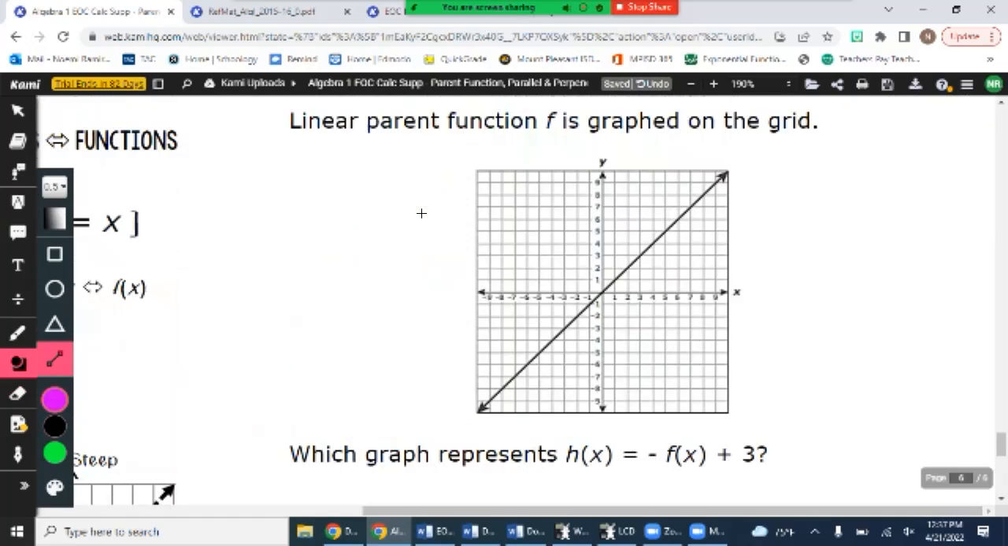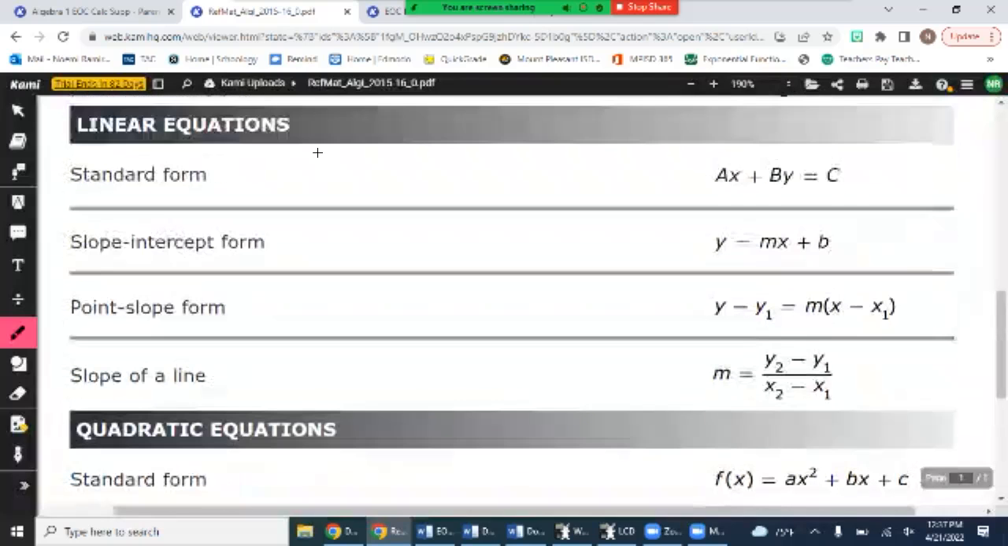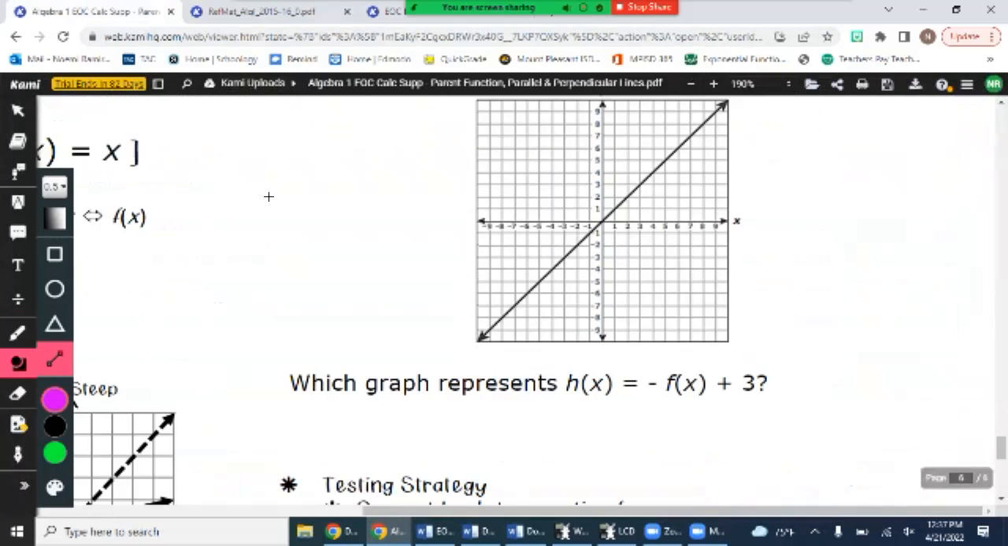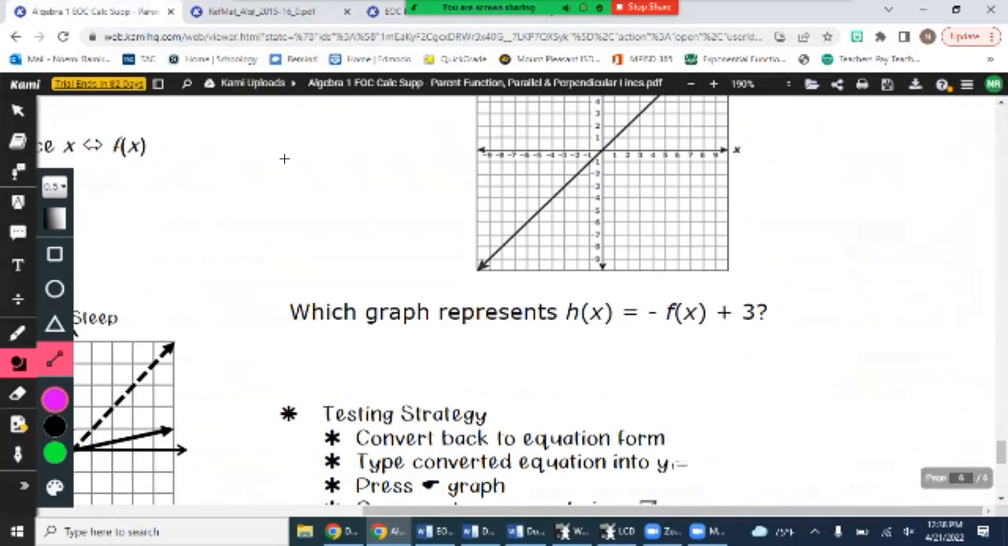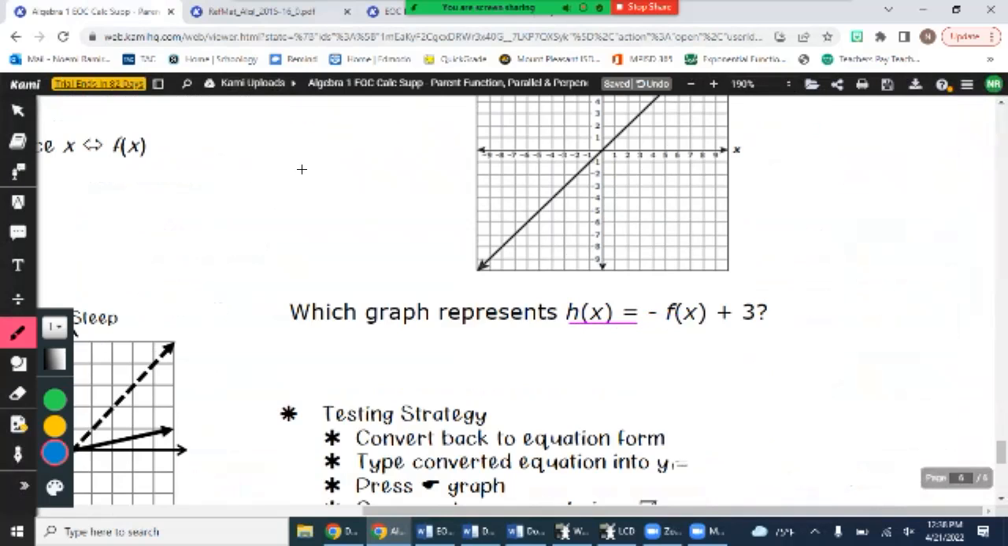So let's look at the example that goes with it. Linear parent function, and you literally see a straight line. So I should be thinking y is equal to mx plus b, linear equation. It says, which graph represents h of x is equal to negative f of x plus 3? Confusing form, right? Function form. This h of x is the same as having what in its spot? Y equals. So we have to convert it back. That's the best testing strategy that you can use. Convert it back. Now we have to figure out what's going to go on this side of the equal sign.